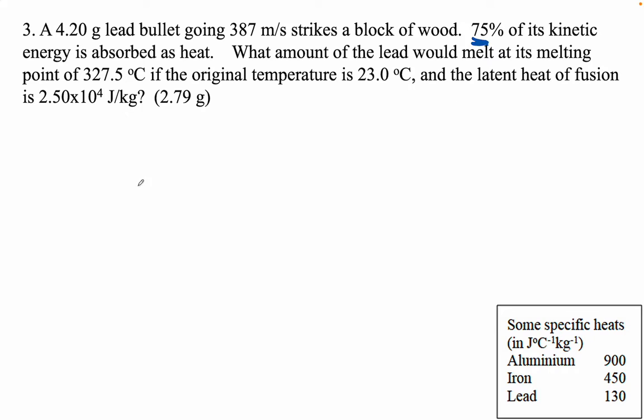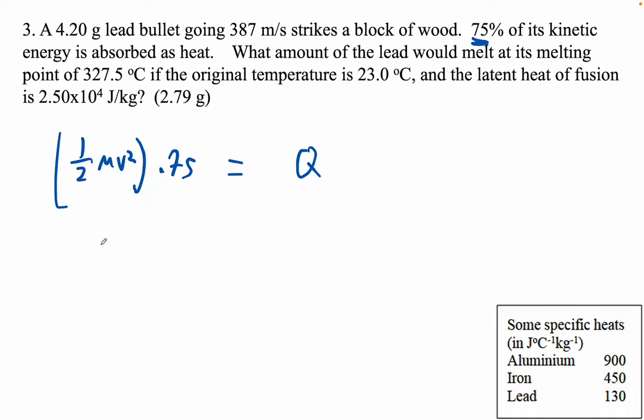So here's what we're going to do. We're going to take the kinetic energy of that and multiply it by 0.75, and that's going to be the heat that is generated, as it's absorbed as heat. Then we'll figure out what amount of the lead would melt with that amount of heat.